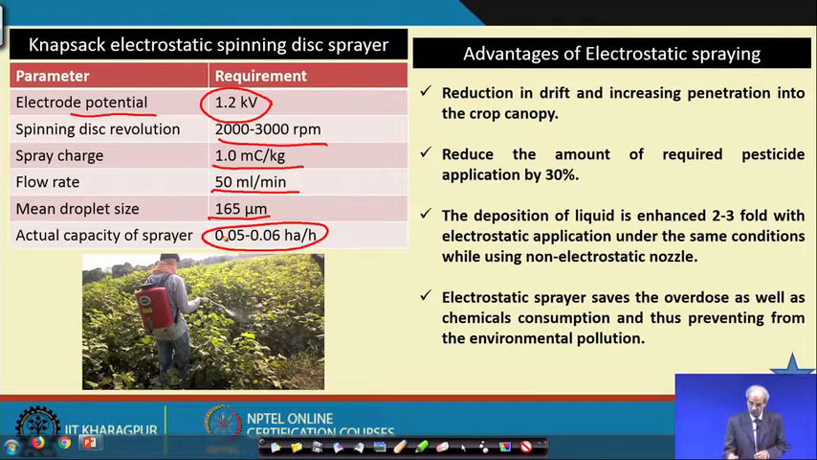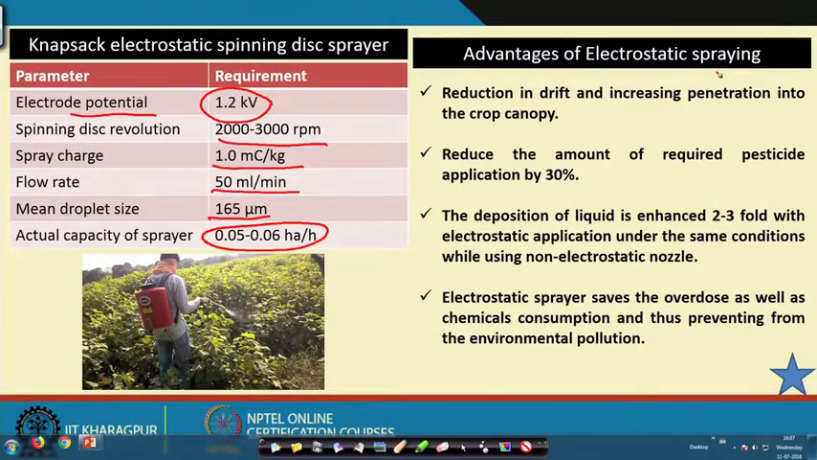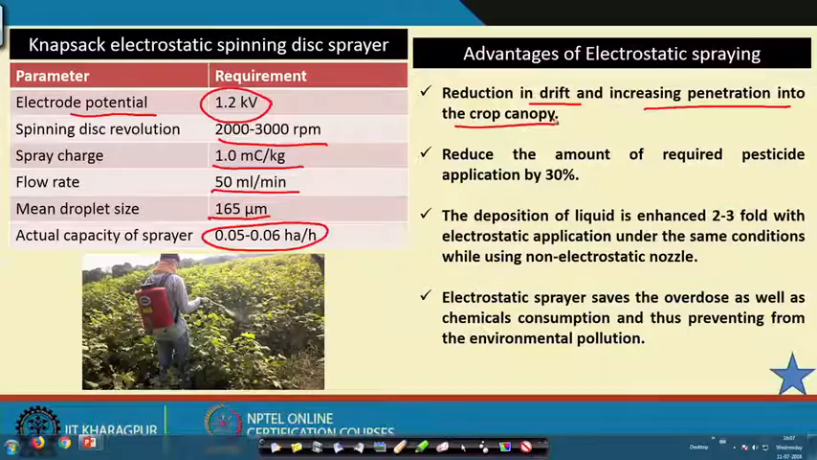Now, what are the advantages of electrostatic spraying? In fact, I said that there are several advantages. It will definitely increase the deposition efficiency. So, reduction in drift, yes, no doubt about it. Increasing the penetration into the canopy, yes, this is where you get the biggest advantage, because it can go and catch the insects which are under the leaf.